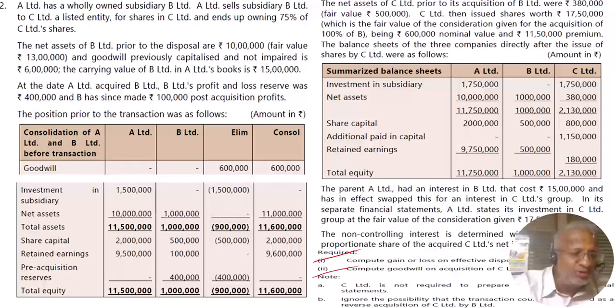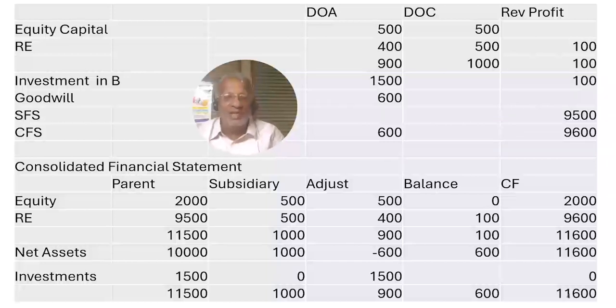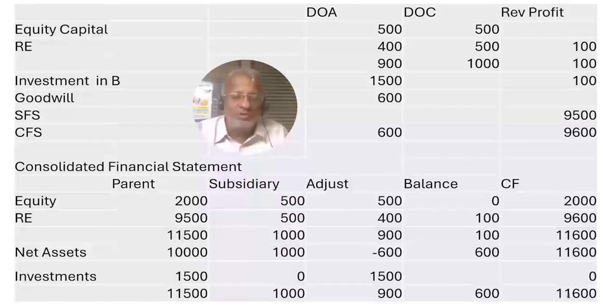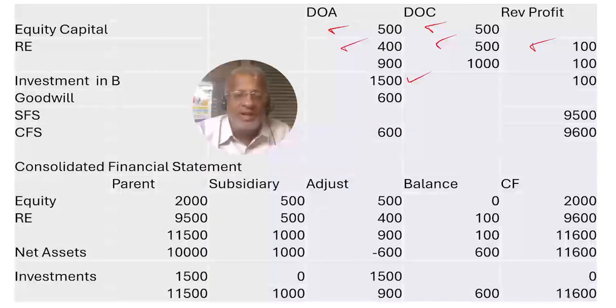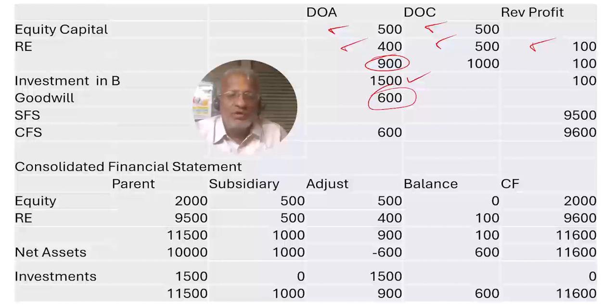Now let's just go through the consolidation as how it had just come. This consolidation, of course, I have already done in the second slide, as how that 600 had just come. So now let us understand, as on the date of acquisition, these are the numbers that we are having, and this 100 is the revenue profit, and 1500 is the investment value, and the net worth is 900. Excessively paid, that 600, comes into consolidation.